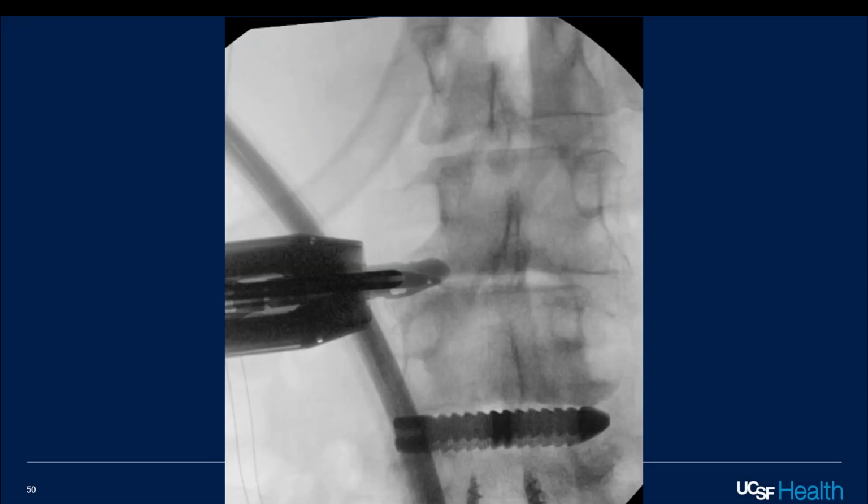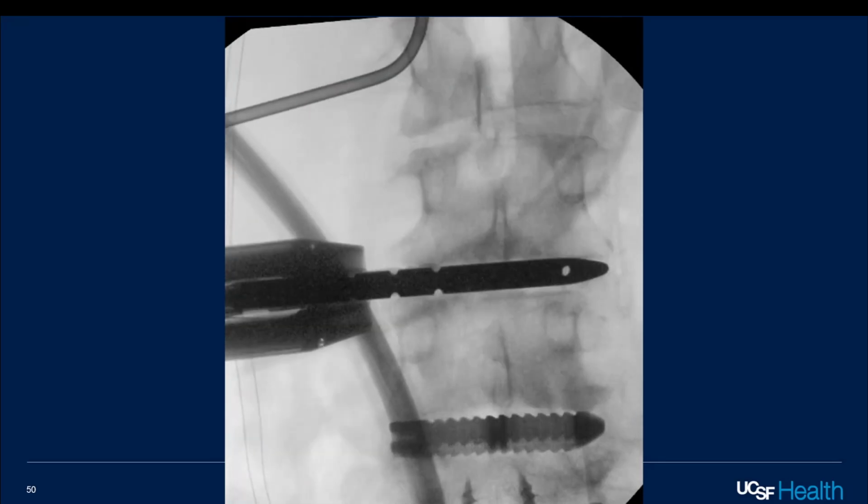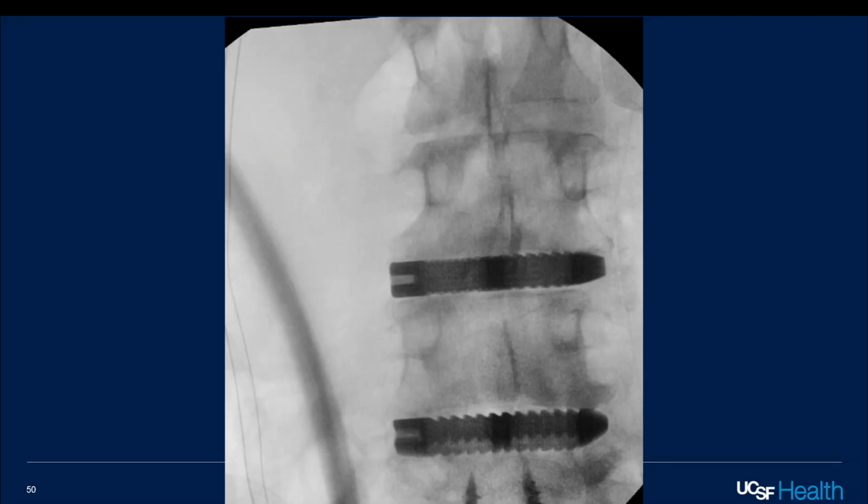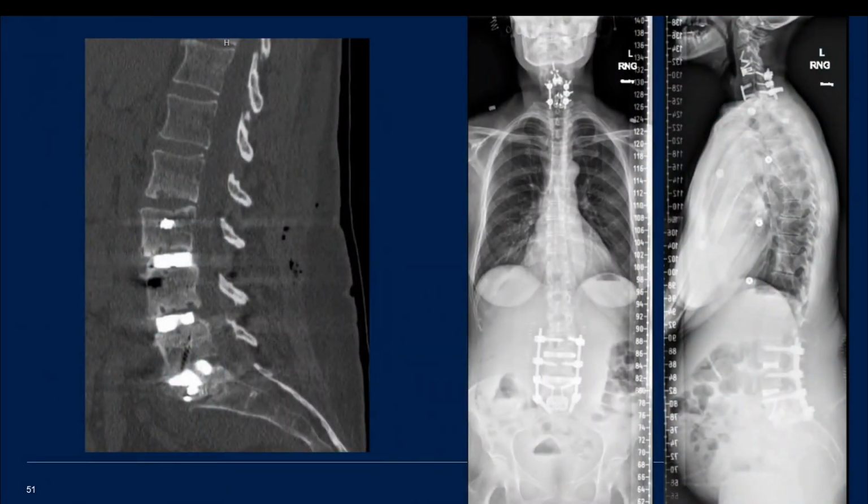Going over time here. I'm already getting nervous because the retractor is coming out. But you can see the nice correction from the placement of the interbody devices.